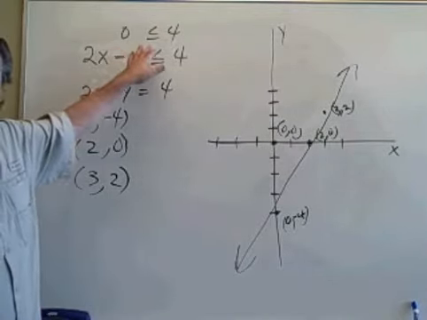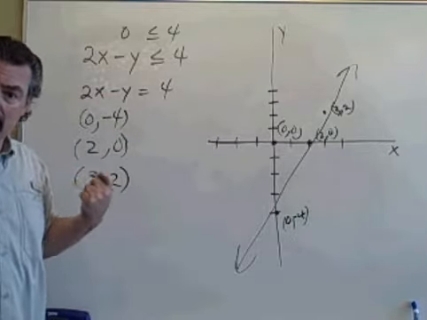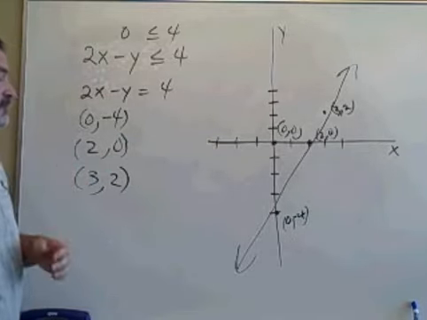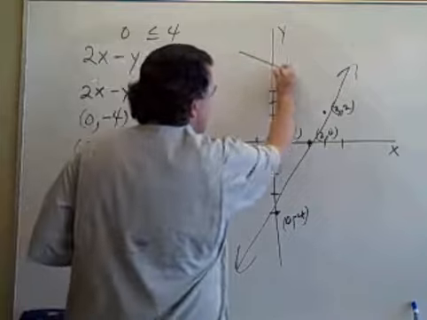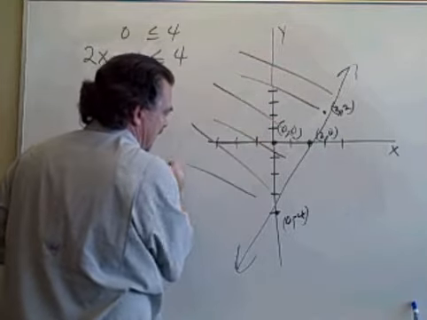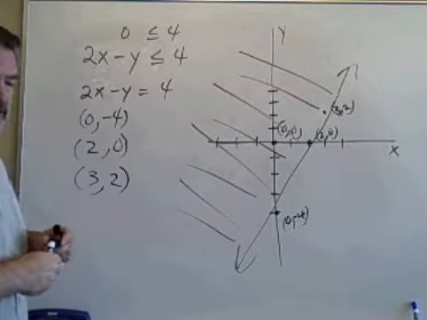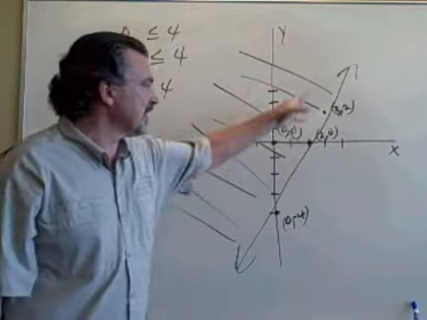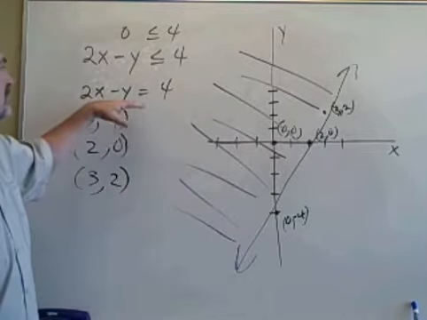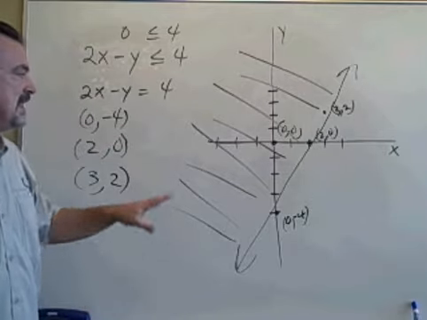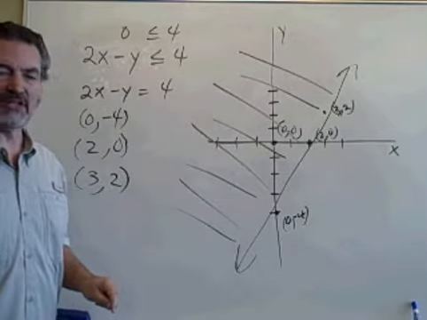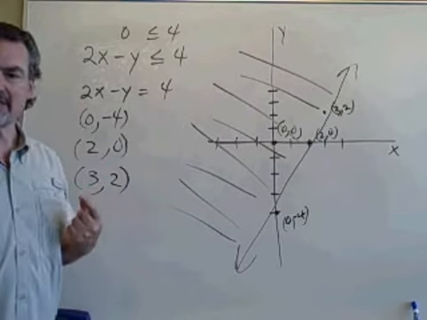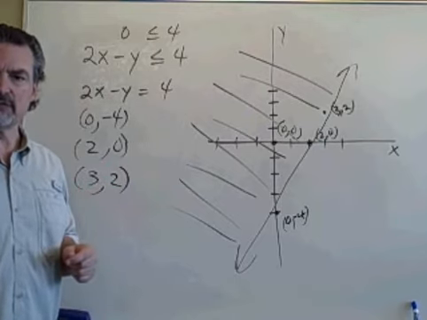Is that a true statement? Is 0 less than or equal to 4? Yes, that's a true statement. So this side of the line contains all of the points that make 2x minus y less than 4. The line contains the points that make 2x minus y equal to 4, and this is the graphic representation of the solution set of that linear inequality in two variables.